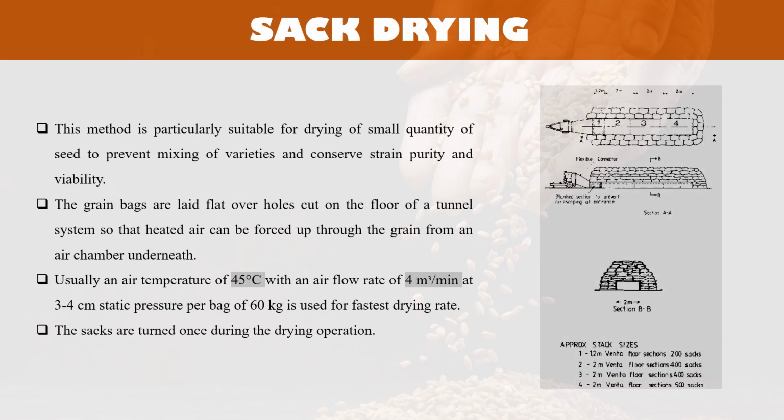Coming to sack drying, this method is particularly suitable for drying a small quantity of seed, to prevent mixing of varieties and conserve strain purity and viability. The grain bags are laid flat over holes cut in the floor of a tunnel system so that heated air can be forced up through the grains from an air chamber underneath. Usually, an air temperature of 45 degrees Celsius with an airflow rate of 4 meter cube per minute at 3 to 4 centimeter static pressure per bag of 60 kg is used for a fast drying rate. Sacks are turned once during the drying operation.